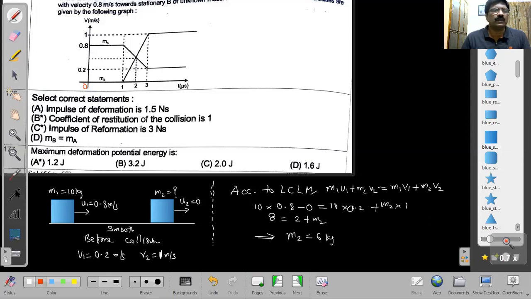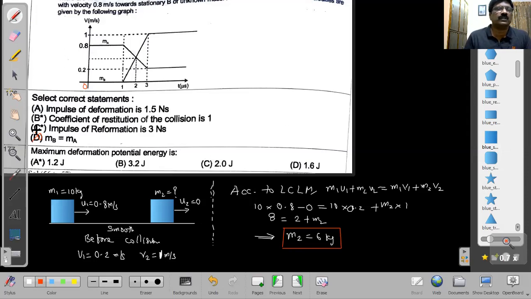But in the problem, m2 and mb are both given as equal in D. That's why m2 means that is equal to mb. So mb is equal to 6 kg, or mass of the second block is 6 kg. So in this way you have to do. So D is not correct. This is wrong. Okay, next, what about the impulse of deformation?